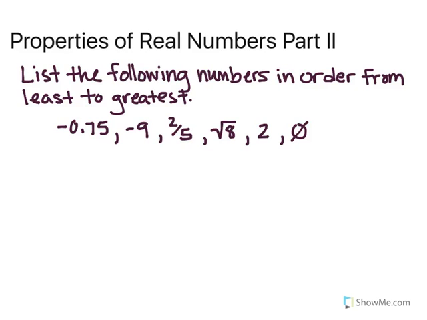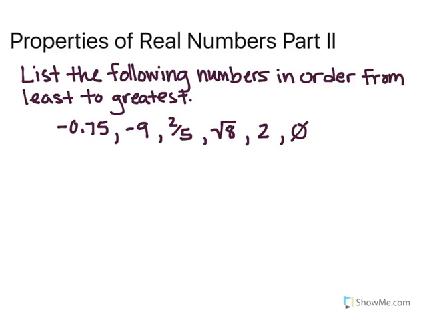So we're going to take a look at the second part of our properties of real numbers. And what we're going to do is list the following numbers in order from least to greatest, as well as classify the type of number that they are. Keep in mind that we have a few choices.